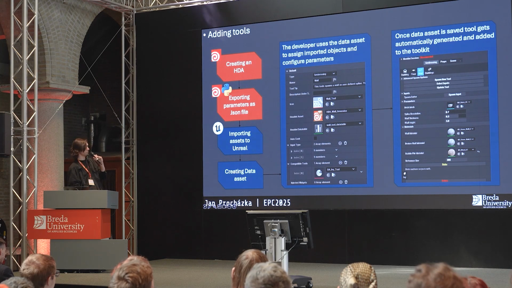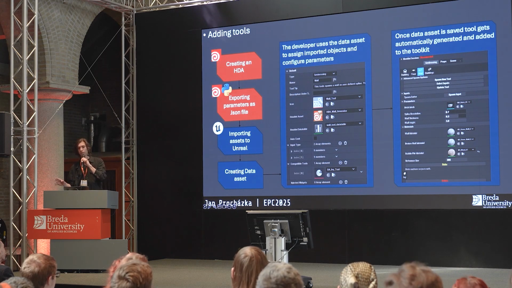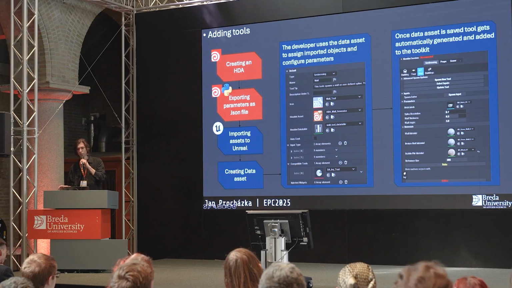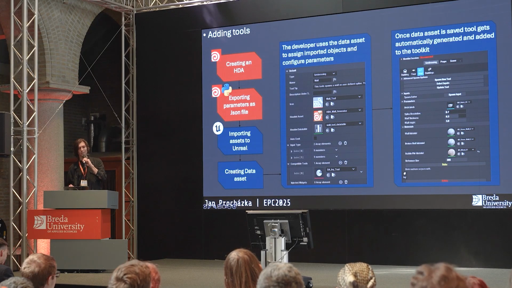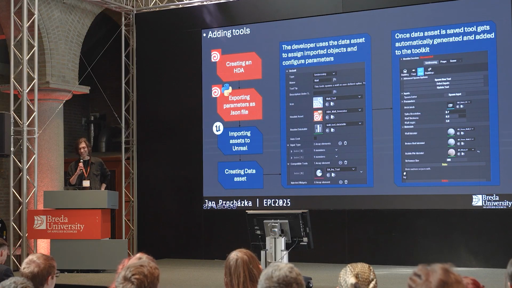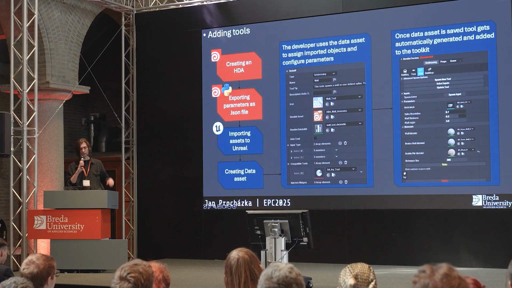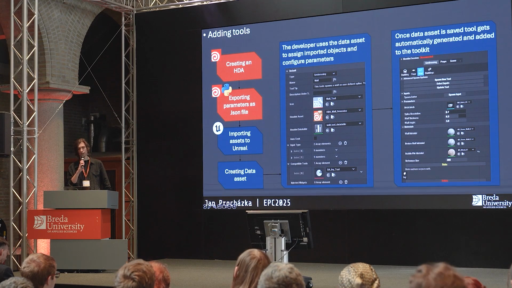So how do we actually add tools to the toolkit? The toolkit is primarily focused on HDAs with mesh or instancer outputs. Other than that, the developer can create the HDAs as normal. When the HDA is ready, they need to generate a parameter JSON file, for which I've created a custom exporter node. And then the developer assigns the HDA and the JSON file to a data asset, and they define how the tool should behave. They can also enable some additional functionality I'll get back to later.